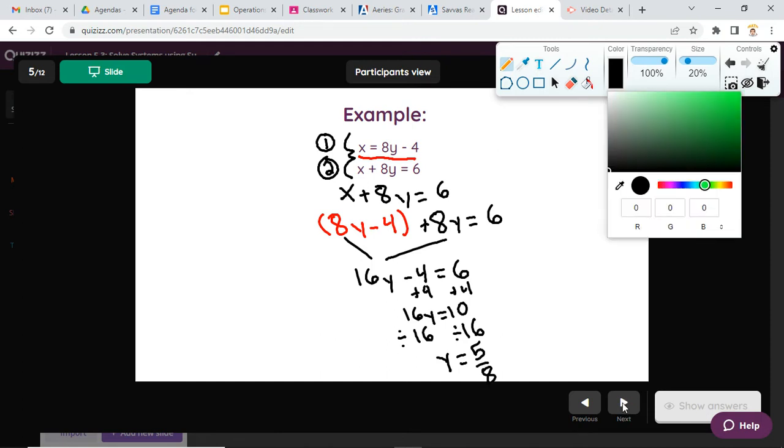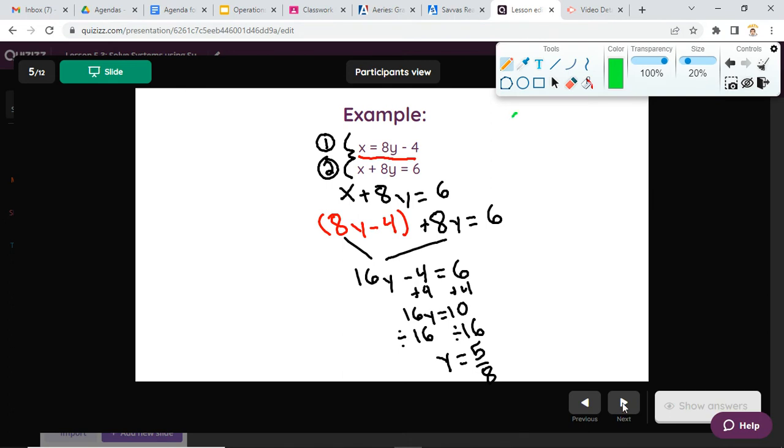Okay, so if I'm writing my solutions up here, right? Remember, our solutions are going to come as an ordered pair, like x comma y. So since my y is equal to 5/8, in the y spot, I'm going to put 5/8. But I still need to find this x right here. So what I need to do is I need to take this y is equal to 5/8 over here.